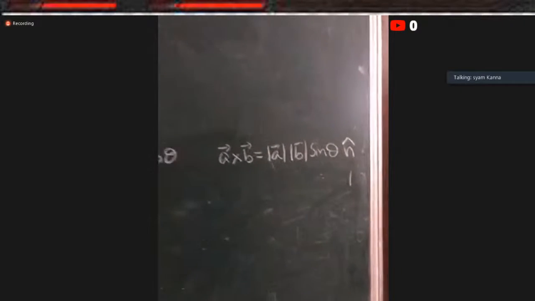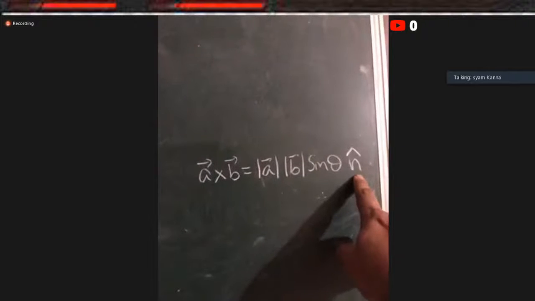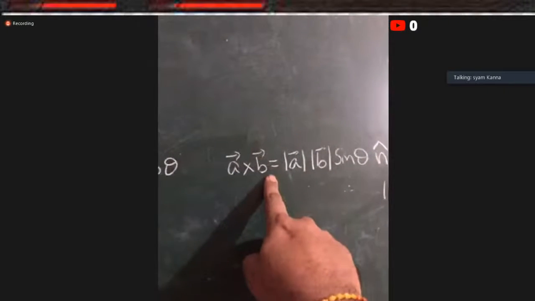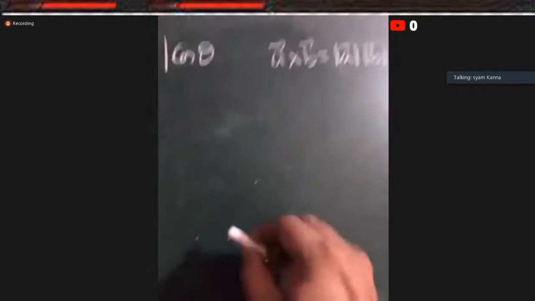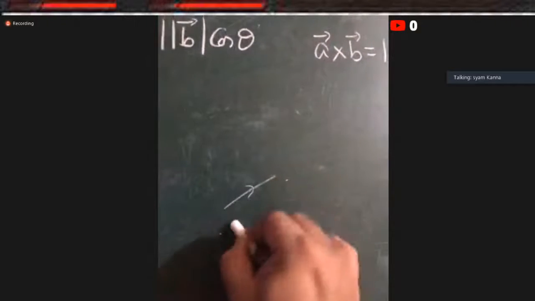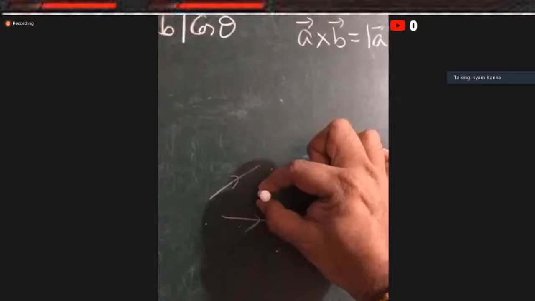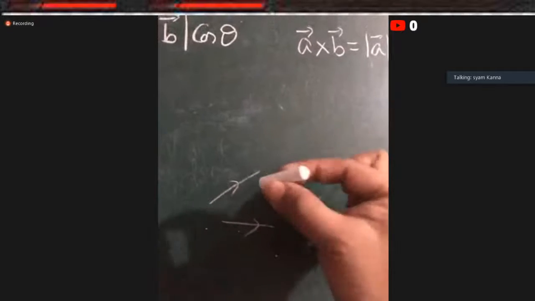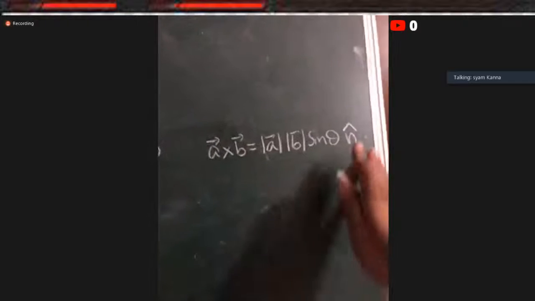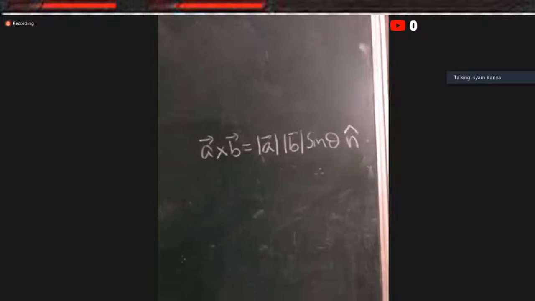Okay. What is the direction of n cap? It is perpendicular to both A bar and B bar. Suppose A bar and B bar are on the board, then A bar cross B bar will be perpendicular to the board. Right, save it. Now, generally we won't use that with this one.